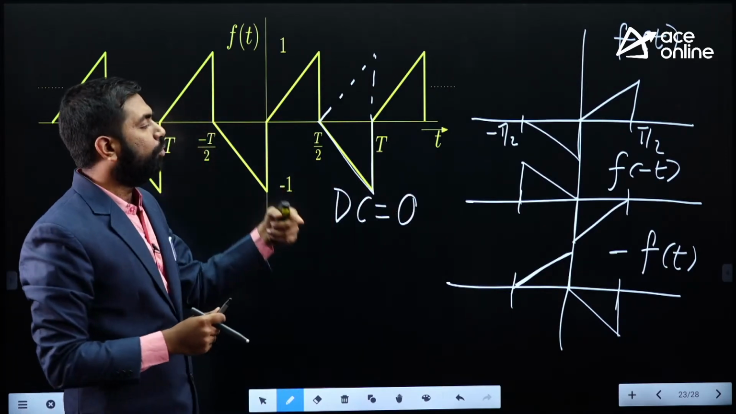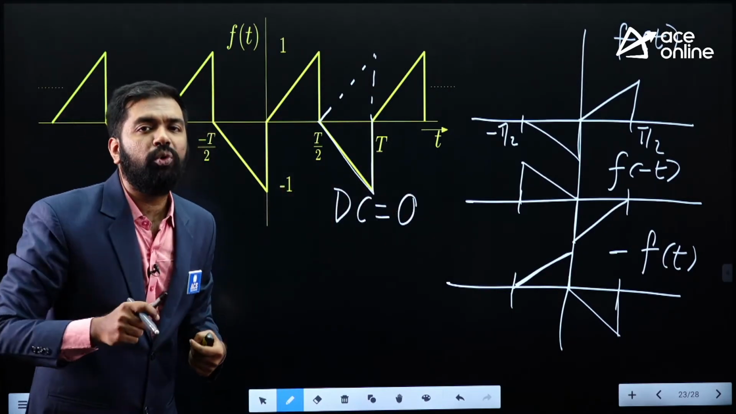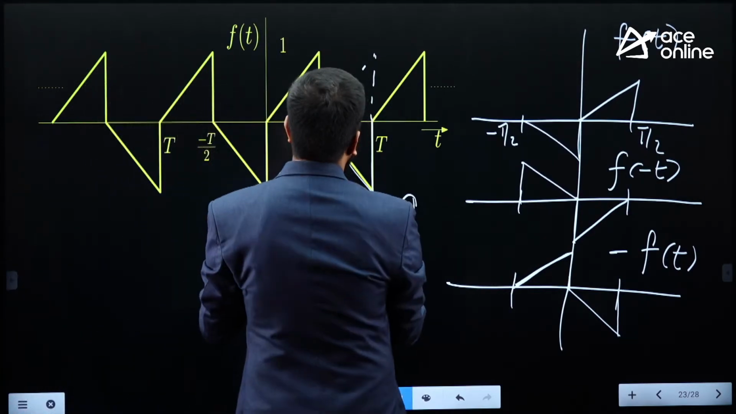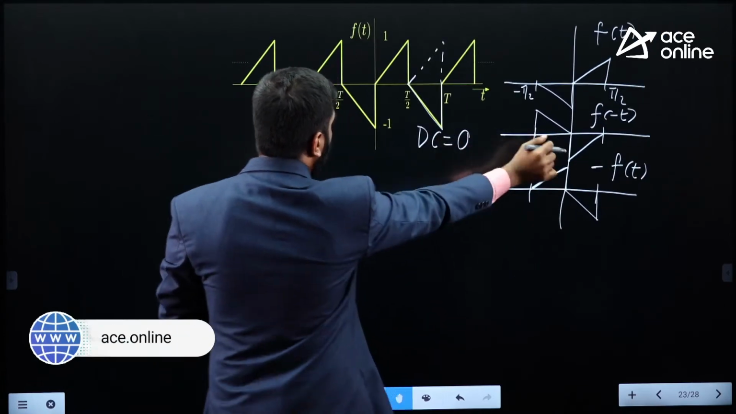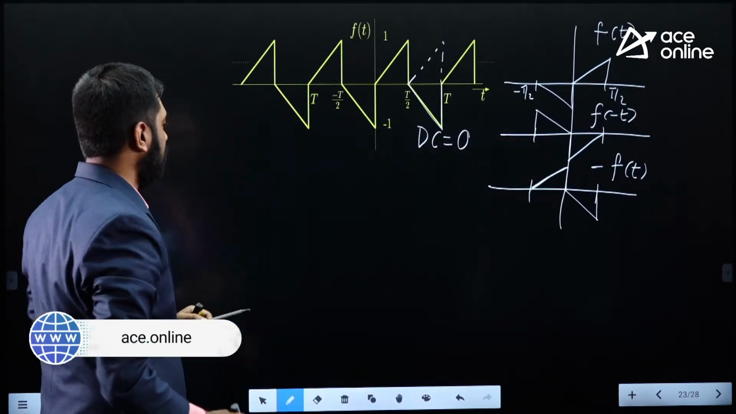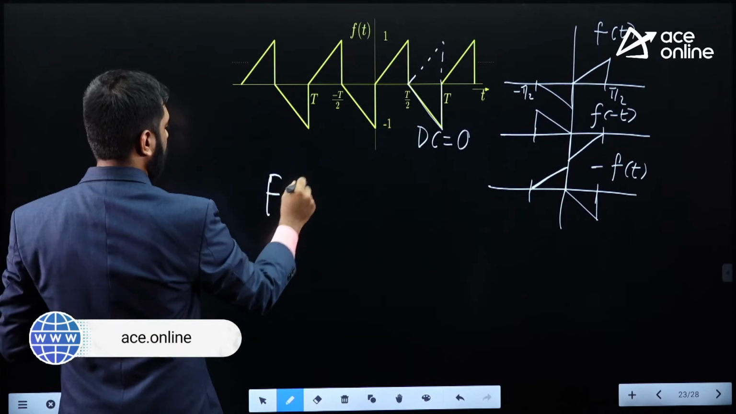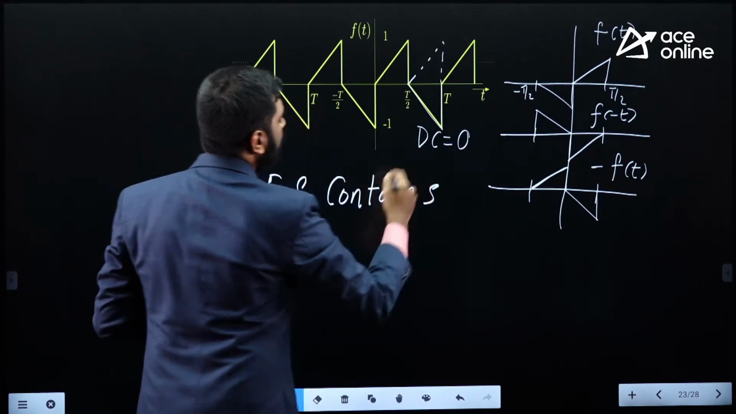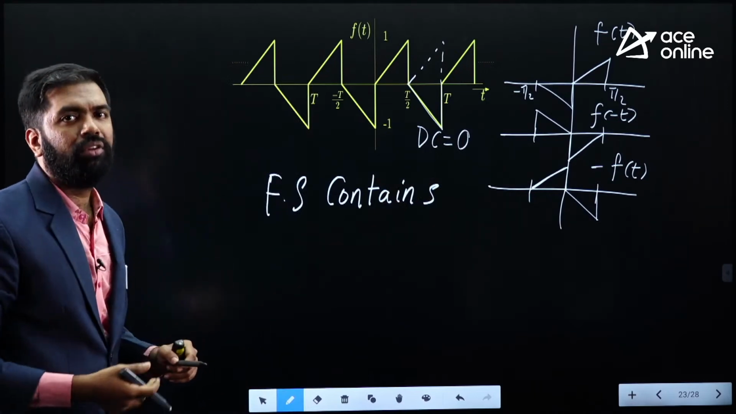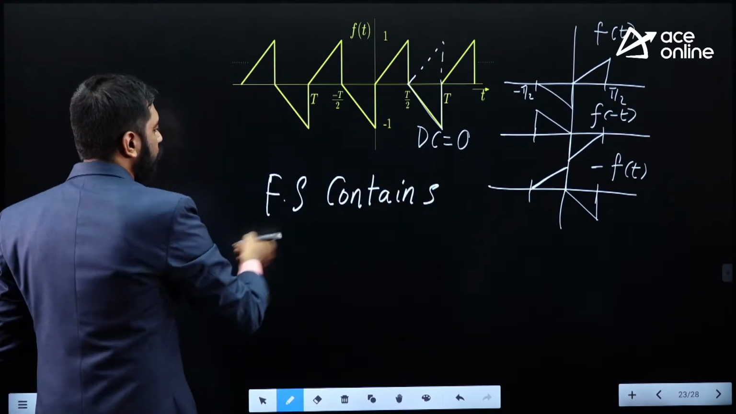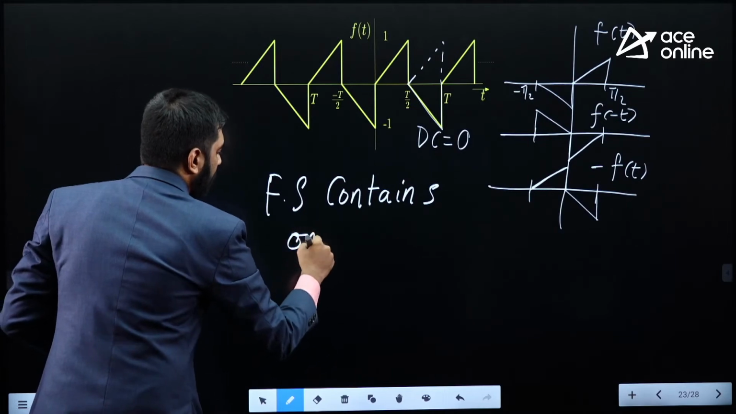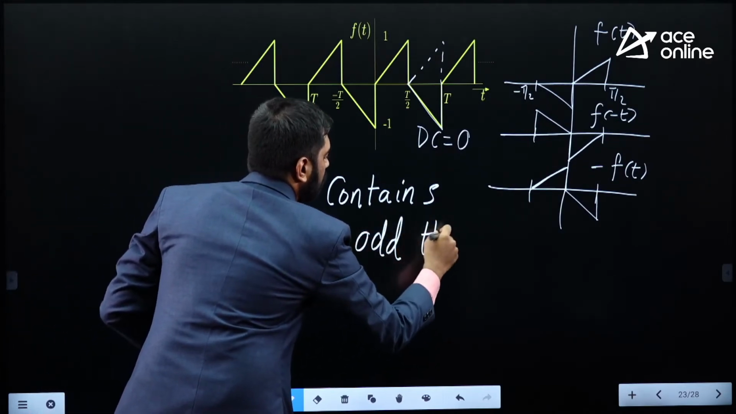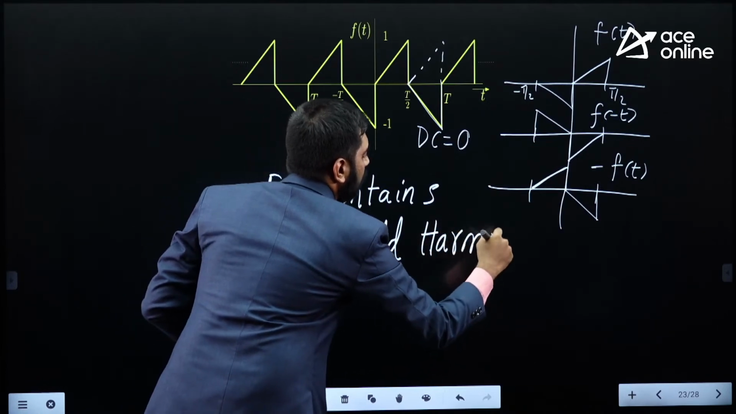That means in the Fourier series representation, it will have only odd harmonics. Let's write that comment here. In the Fourier series representation, this will have only odd harmonics, containing sine and cosine with odd harmonics. I'll just write it as: Fourier series contains only odd harmonics. So this is the conclusion.